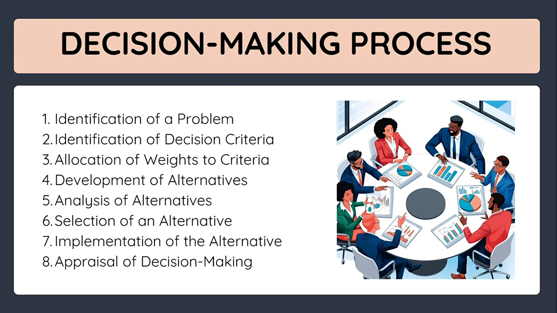Step 1. Identification of a problem. Step 2. Identification of decision criteria. Step 3. Allocation of weights to criteria. Step 4. Development of alternatives. Step 5. Analysis of alternatives. Step 6 is selection of an alternative. Step 7. Implementation of the alternative. And the 8th step is appraisal of the decision.